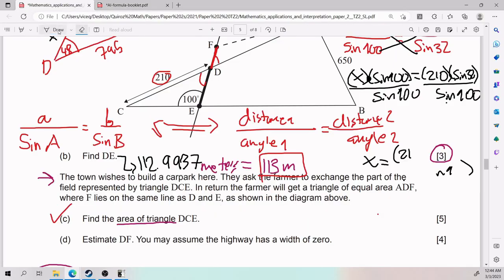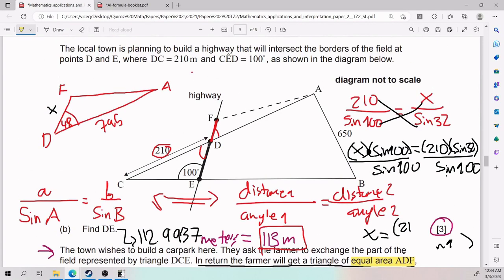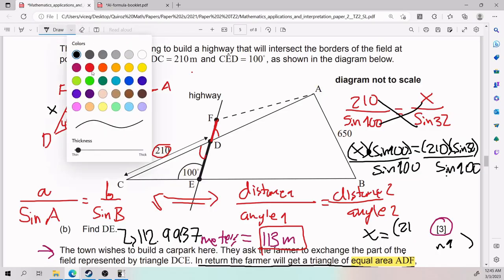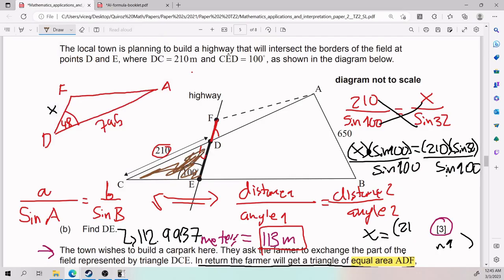Notice that for this deal where they make a car park, and they take some of this guy's farm, in return, the farmer will get a triangle of equal area ADF. That right there is humongous. Equal area ADF. So this area here, whoops, didn't let me draw it. Hold up. Basically, this area that I'm going to draw in, say, brown right now, is the same area that is in brown over here.